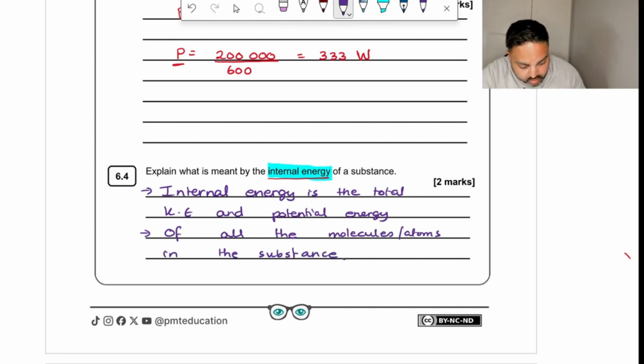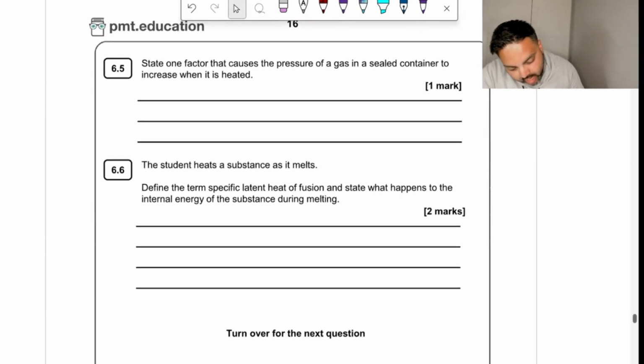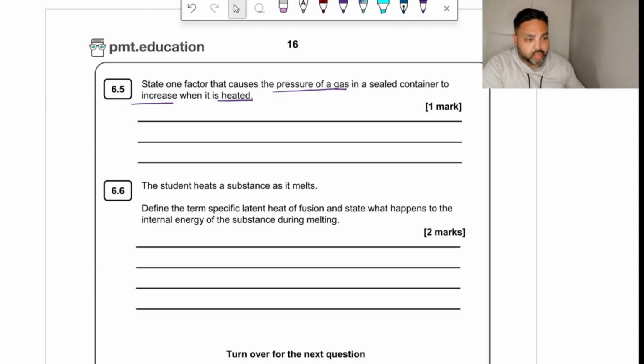Okay? Right. Now, last one, and this is kind of why I was talking about this. State one factor that causes the pressure of gas in a sealed container to increase when it is heated. What factor could it be? Good, well done, Callum. It's going to be temperature.